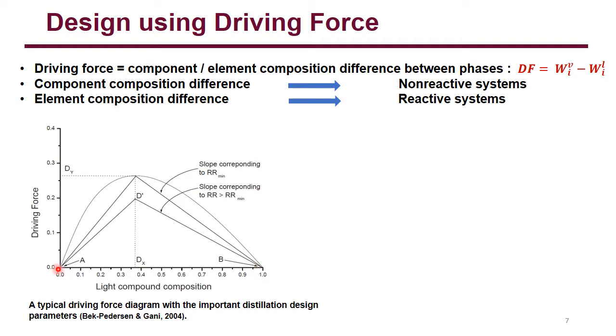This is our point of interest, and we are also given the light component composition in both the distillate and the bottoms, and then we calculate the slope of these connecting lines. After determining the slope, we can determine the minimum reflux ratio and the minimum reboil ratio, from which we can determine all the key design parameters. Similarly, if we construct the driving force diagram based on the elements, we can follow this exact same procedure for designing our reactive systems.